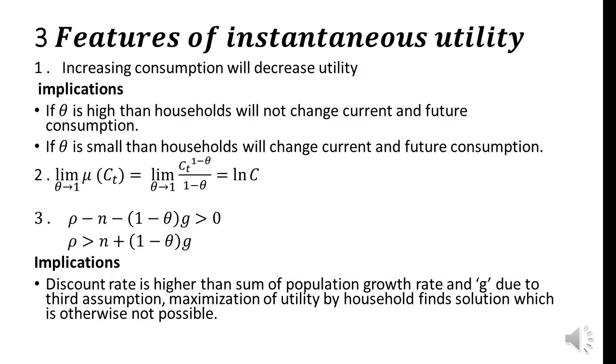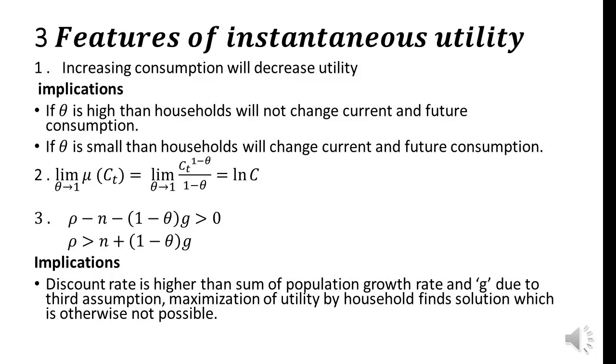The second feature is that if we take the limit as theta approaches 1, our instantaneous utility function will become the log of consumption. The third feature is very interesting and has very interesting implications also. That is, the discount rate minus the growth rate of labor minus (1 minus theta) times the growth rate of technological progress is greater than 0. This assumption leads to rho, the discount rate, being greater than n plus (1 minus theta) times g.